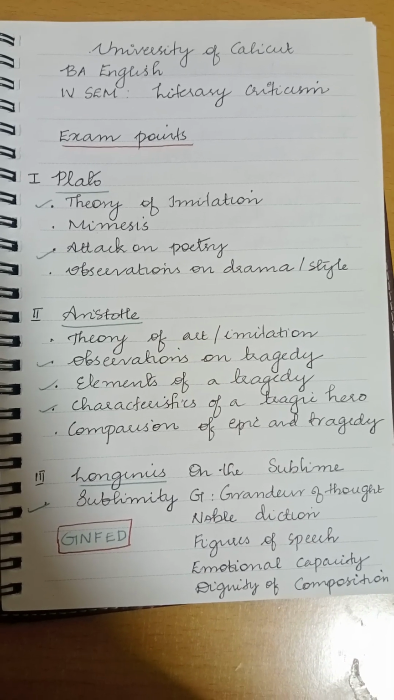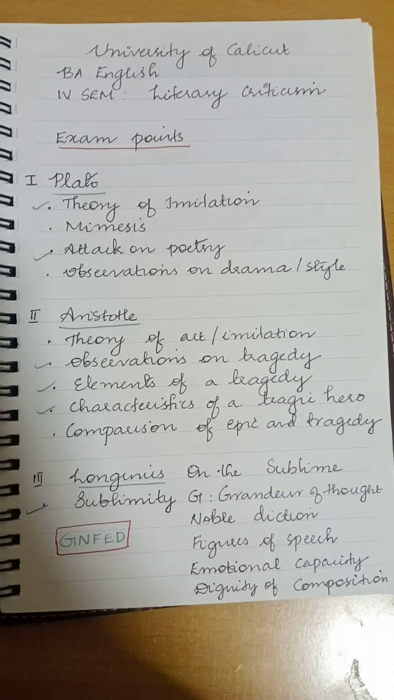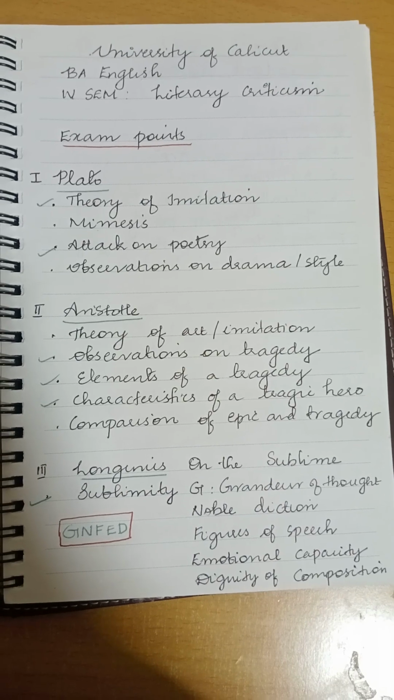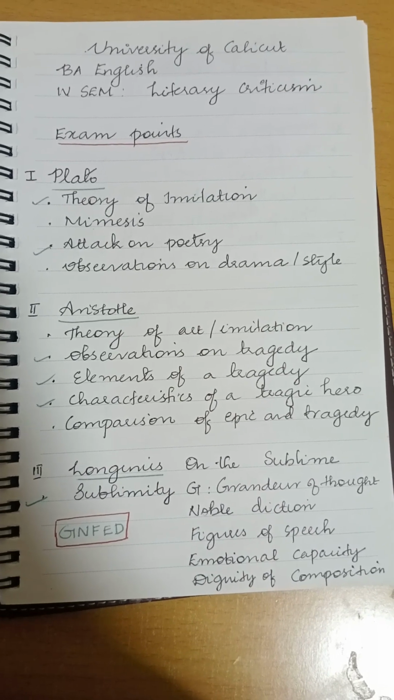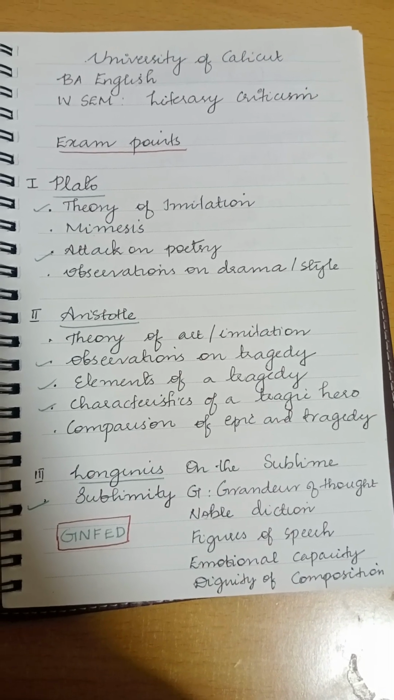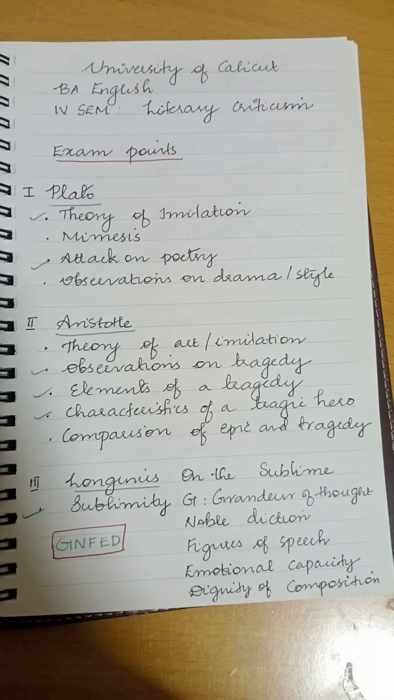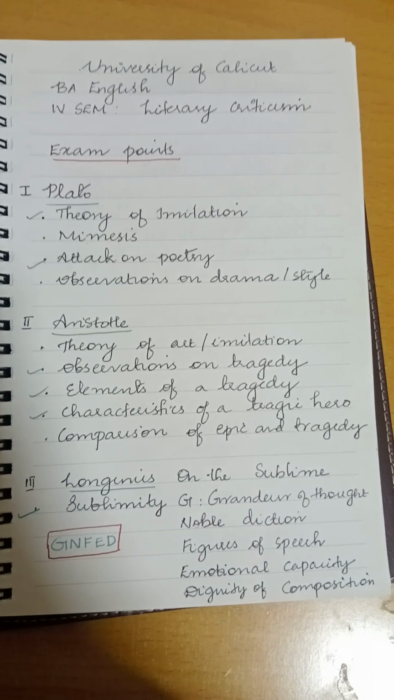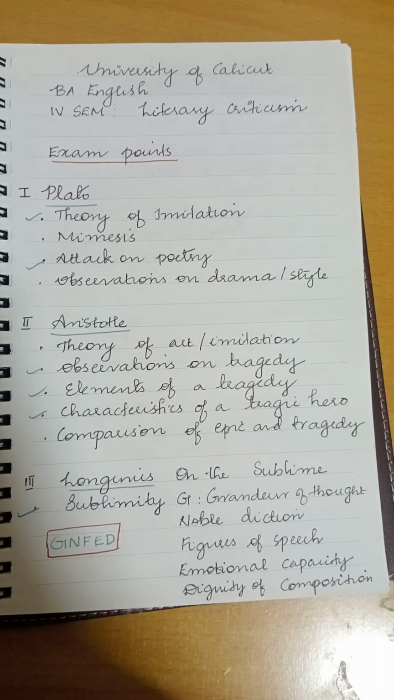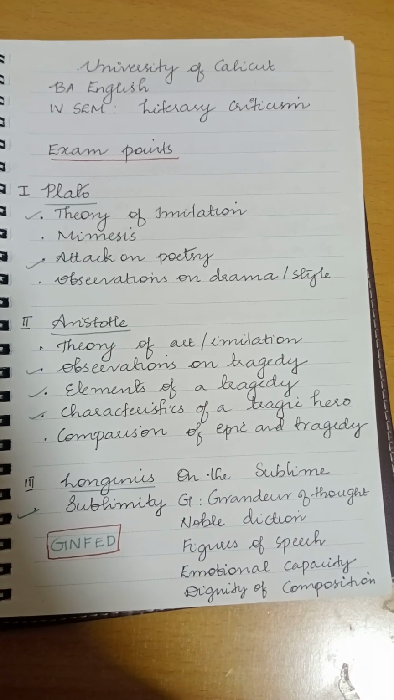From Plato, we have questions from theory of imitation, mimesis, Plato's attack on poetry, and Plato's observation on drama and style. Next, we have Aristotle's theory of art or imitation. There is a question like the two ways of imitation proposed by Aristotle, imitation of art proposed by Aristotle, and Aristotle's observations on tragedy.